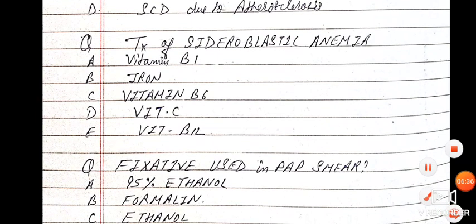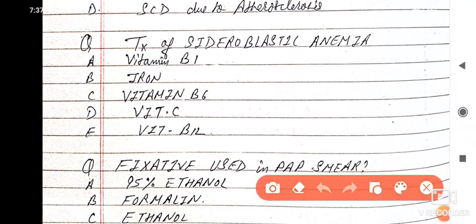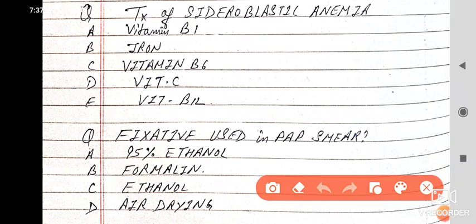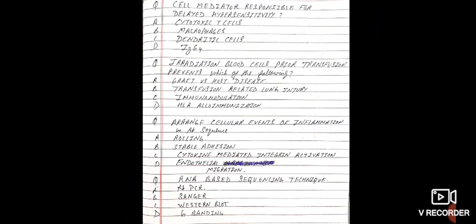Treatment of sideroblastic anemia. This I also explained in my lecture on sideroblastic anemia in Hindi. In sideroblastic anemia, we give pyridoxine, vitamin B6. Okay. Now the fixative used in pap smear. In pap smear, we use 95% ethanol, and formalin is used for histopathological examination, in biopsies.